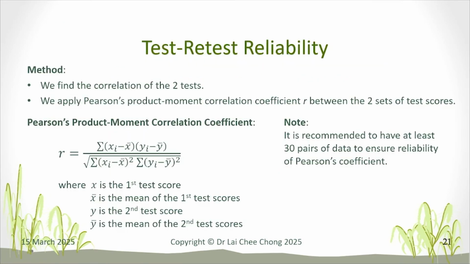Now, how to evaluate? That's where, again, the statistics will come in. You've got two tests, right? So each student has two scores: the score for test 1 and the score for test 2. And you want to find the correlation of these two. In statistics, we learn there are ways to find correlation. The one we are using is the Pearson product moment correlation coefficient, by the way. This is the most commonly used correlation method.